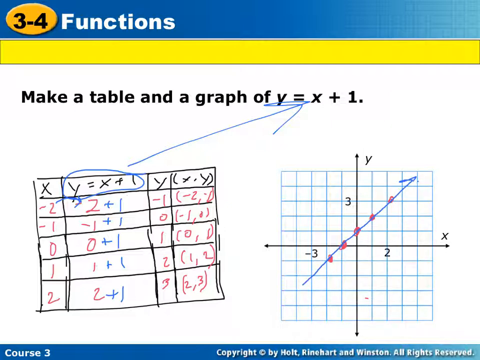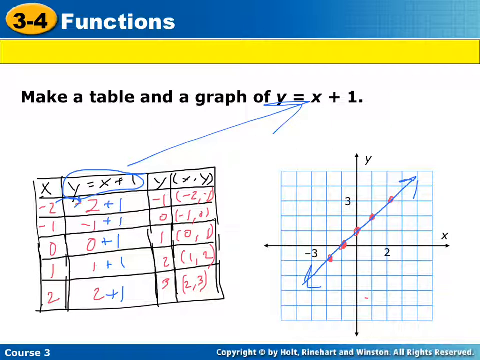Your graph, even if you did not use the same points I did, that's okay. Your graph should be similar to mine. It should be a diagonal line that goes up and to the right. Up and to the right. Okay? Awesome. And on the same, kind of the same line.